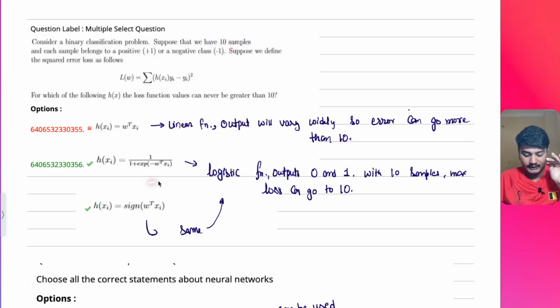Now, second is basically the logistic regression error function, and it will generate either 0 or 1. So with 10 samples, it can maximum go to 10, but we want greater than 10, so this will not go beyond that. The sign of w transpose xi is also the same thing, the logistic regression thing, and again it can produce maximum 10, so it won't go beyond 10.